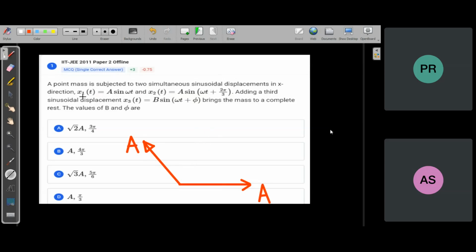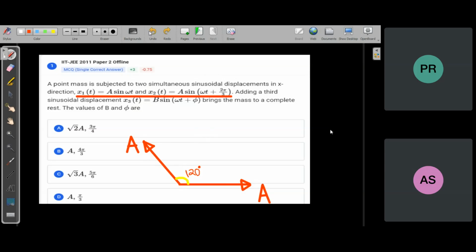Now the resulting motion will also be an SHM, whose amplitude is given by vector addition of these two. Angle between them you will take as the phase difference. What is phase difference? 2 pi by 3. 2 pi by 3 means 120 degrees. So 120 degrees. Now when the third displacement is added, it brings the mass to rest. So what do you think, what will you do?